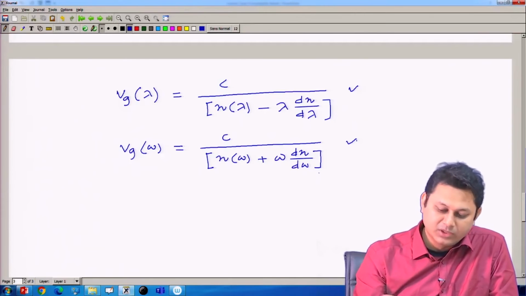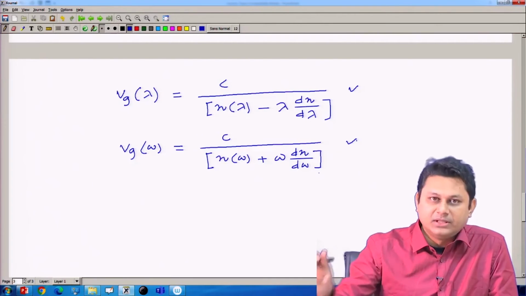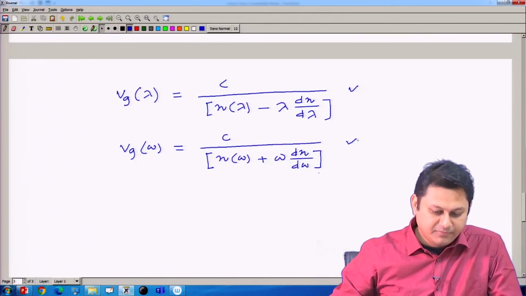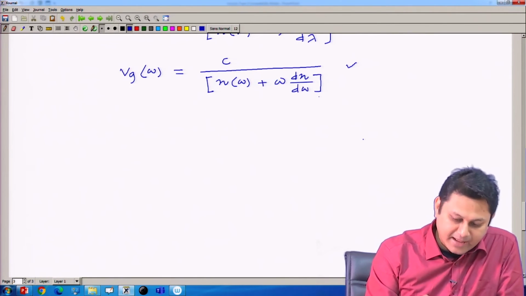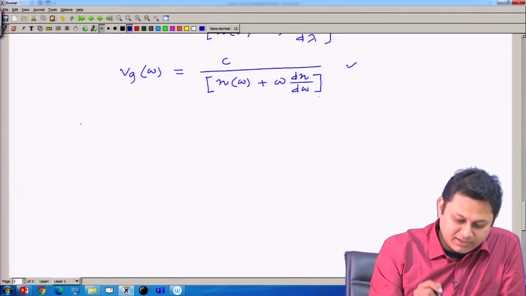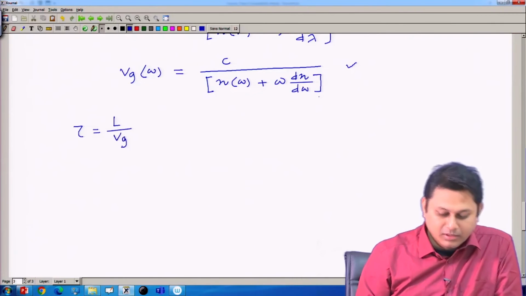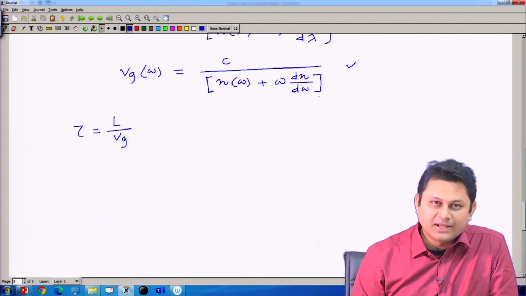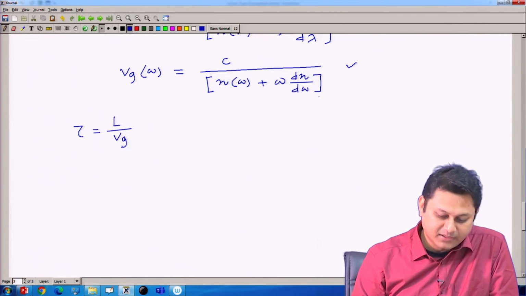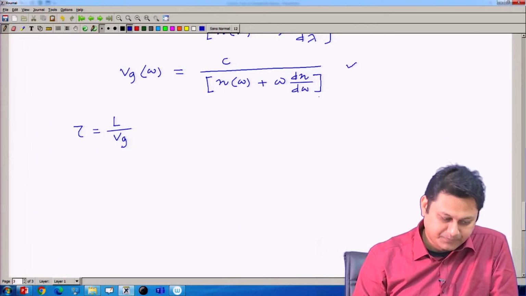Based on that, I can use the Vg in this way. After having the Vg, in order to calculate dispersion, we need to find out the time lag that we calculated in earlier classes. Here also tau, the time taken by a wave to move a distance L, can be calculated as simply L divided by Vg. Vg is the group velocity.